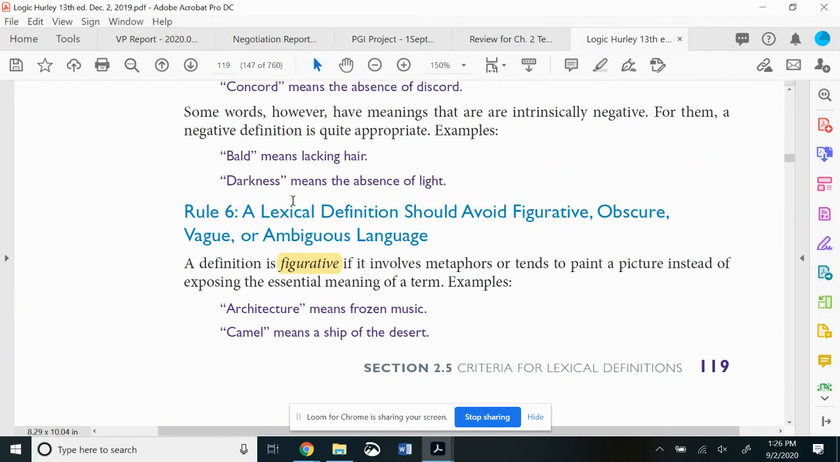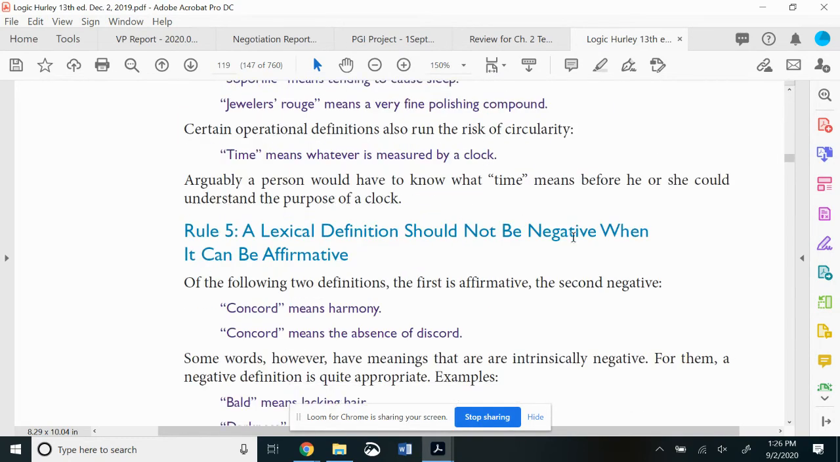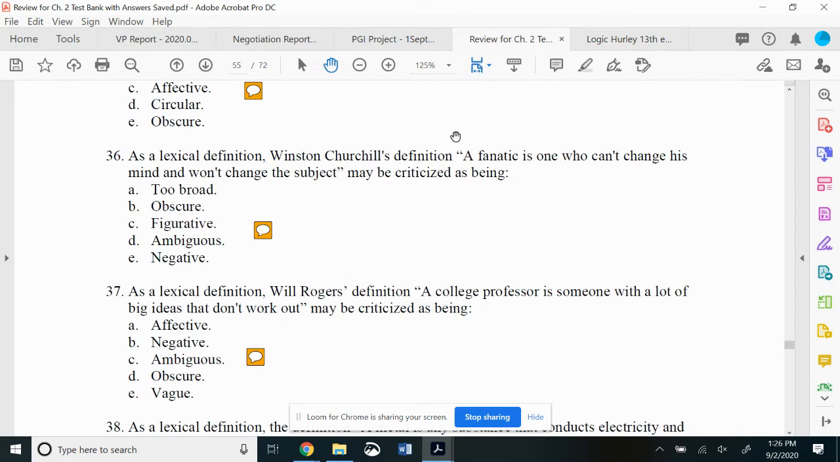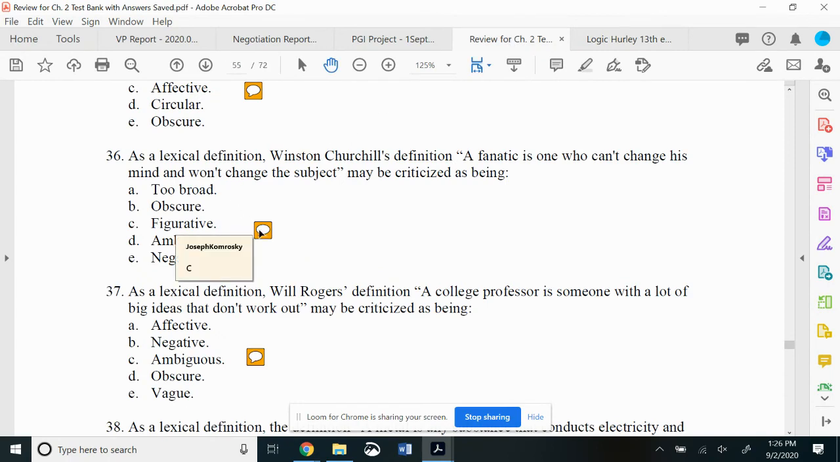So anyways, I'm just showing you an example of this rule has 4 different ways that it can be violated. And if it's figurative, it's usually poetic, and it's painting a picture instead of giving us the essential meaning. And that's what happens here. A fanatic is one who can't change his mind and won't change the subject. You're not really sure what you mean by fanatic because you're giving me a figurative example. And figurative doesn't pass that rule, which was rule 6. It should avoid these things. It doesn't avoid it, therefore it doesn't work. Okay, 37.